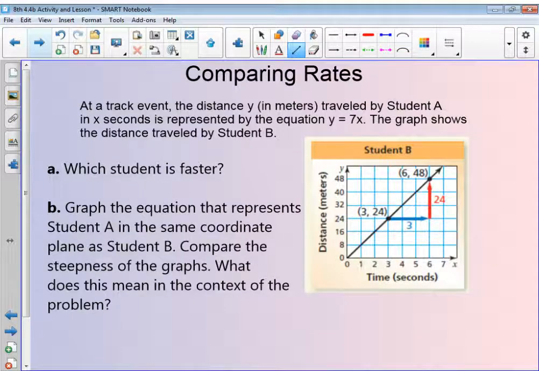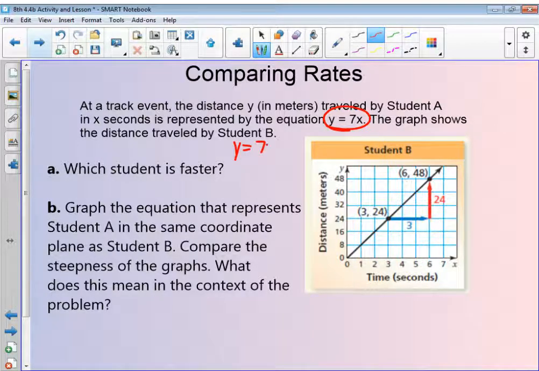Okay, so let's go ahead and try another one. So here it says at a track event, the distance y traveled by student A in x seconds is represented by the equation y equals 7x. So in other words, this person A is traveling 7 meters per second, okay, because they told us it was meters. That's how I know it's meters. Okay, so then it says the graph shows the distance traveled by student B. Which student is faster? Okay, so student B, first of all, let's figure out what student B's equation is.